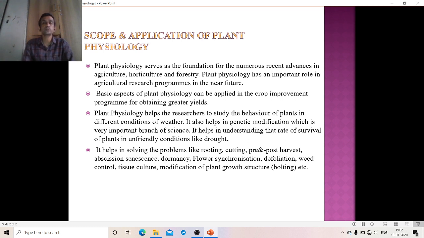Okay. Then the modification of plant growth structure. When we change the size and shape of the plant, which is generally seen in bolting, we know the plant physiology. Students, the first chapter is not broad. This is the end of the first chapter. Next slide. Okay, we will see the second chapter next.